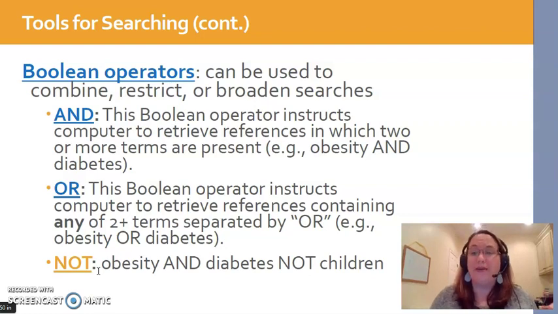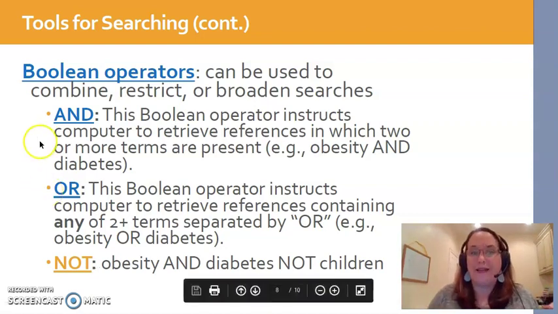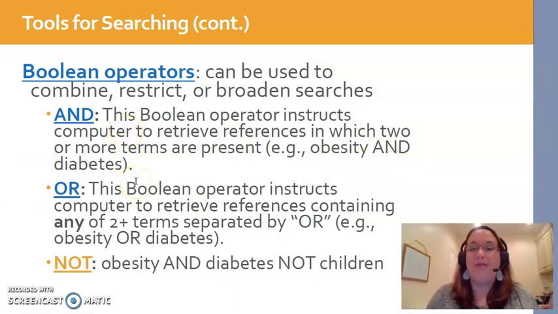When I show you my example search in a little bit, you'll see how I use these Boolean operators to tie together words. So, AND, if I use the phrase obesity AND diabetes, that means that I'm looking for articles or resources that have to talk about both obesity and diabetes. So that is a limiter.